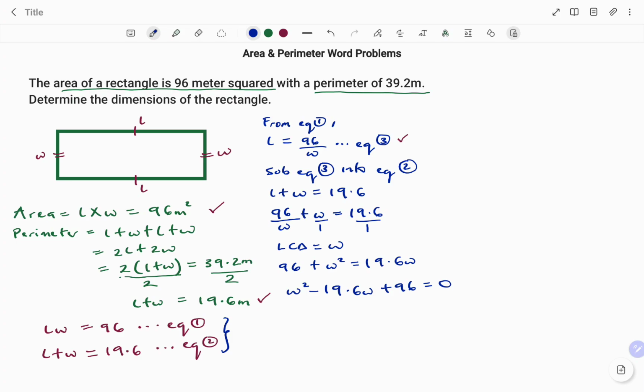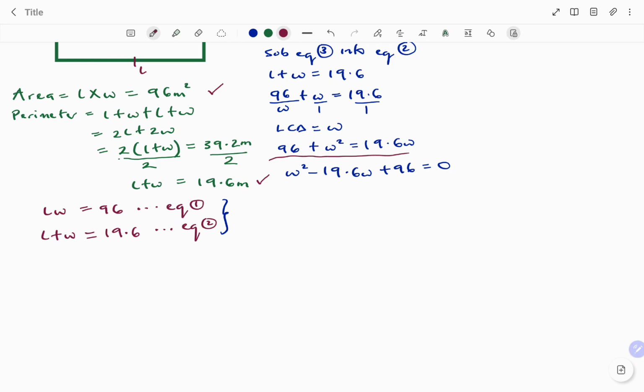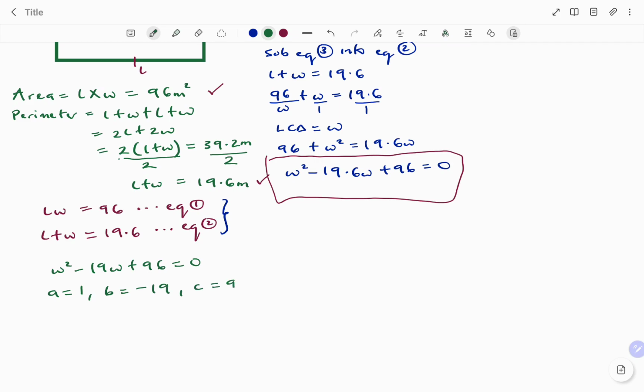What I've done is to move all the terms to one side to make it a quadratic equation. Now, the next step, I'm going to use my quadratic formula to solve for W. So this is the equation I'm working with. I have W squared minus 19.6 W plus 96 equals 0. My A is the coefficient of W squared, that's 1. My B is the coefficient of W, minus 19.6, and my constant term C is 96. Quadratic formula states that the value of W, not X in this case, I have W equals minus B plus or minus square root of B squared minus 4AC all over 2A.